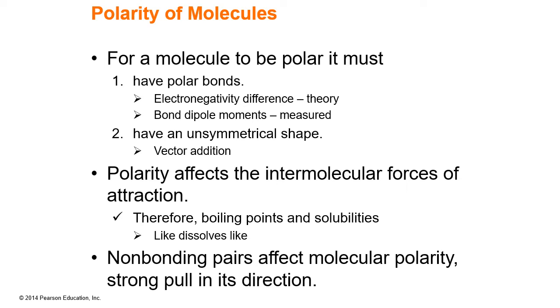To determine the polarity of a molecule, you must first draw the Lewis structure. And then we have to look at a few different things in order to determine the polarity. So one is that it has to have polar bonds. And that means that in theory we have to have a difference in electronegativity. So if we have a pure covalent bond, the molecule is not going to be polar.